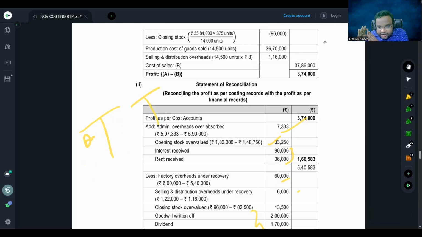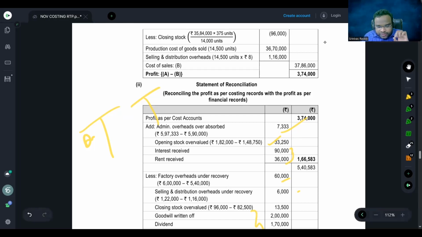Now, let us take a simple example. Don't get confused. I should debit my cost accounts with 2 lakhs, but I have debited 2 lakh 20,000. That means you got debited more, right? To align, I should reduce my debit amount. Instead of debiting 2 lakh 20,000, if you had debited 2 lakhs, your amount would have been the same.